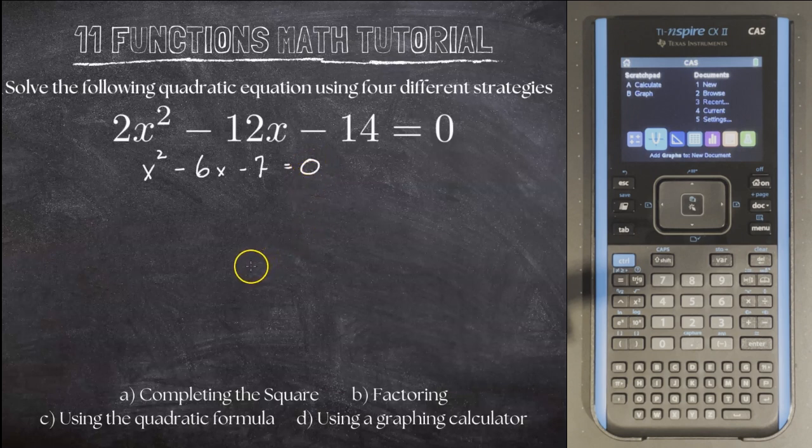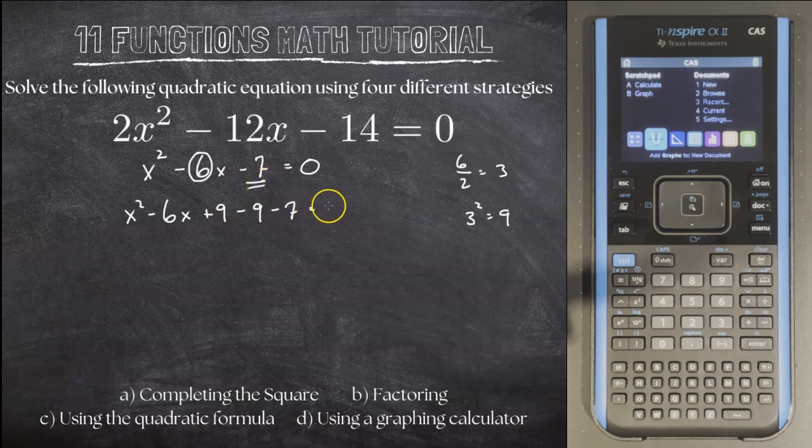Okay, let's start with how we're going to complete the square. To complete the square, we're going to take this middle coefficient here, 6, divide by 2. So 6, I'll just do this on the side, 6 divided by 2 is 3. And then we're going to take that 3 and square it, and we get 9. Then what we're going to do is, right after that 6x, we're going to add 9 and subtract 9. And then don't forget we still have this negative 7 here.